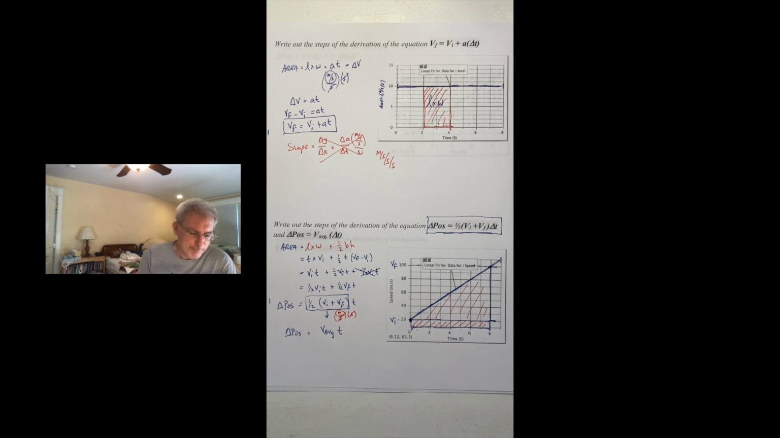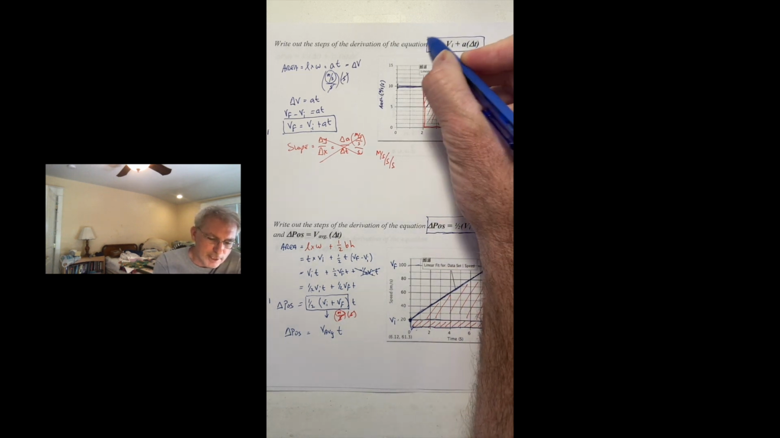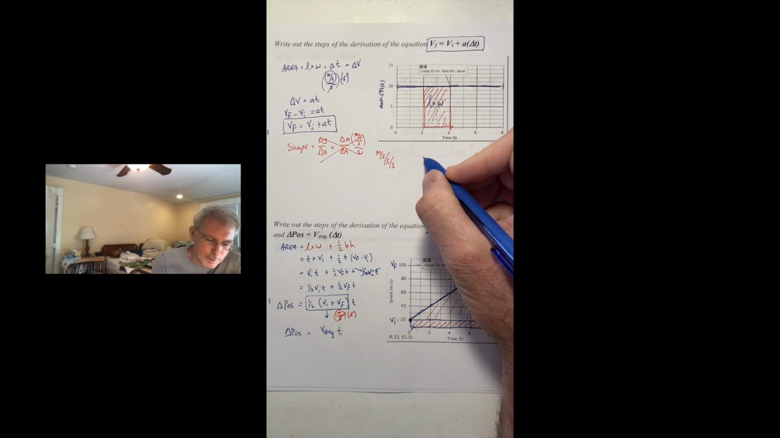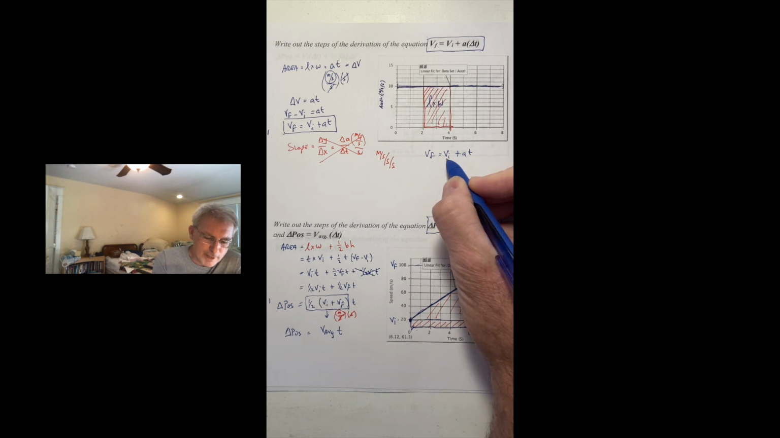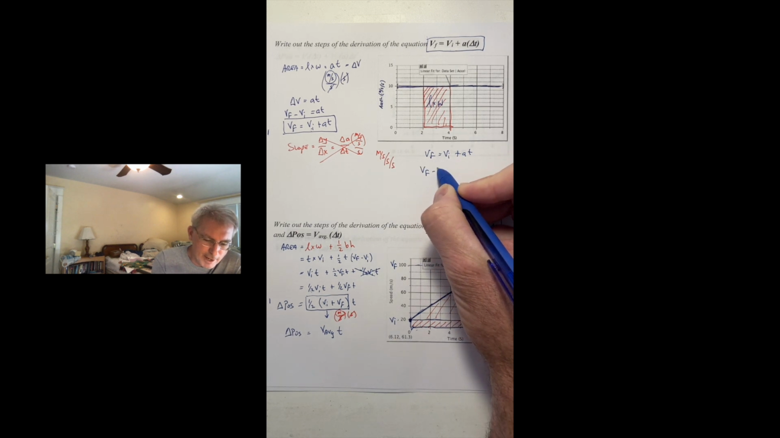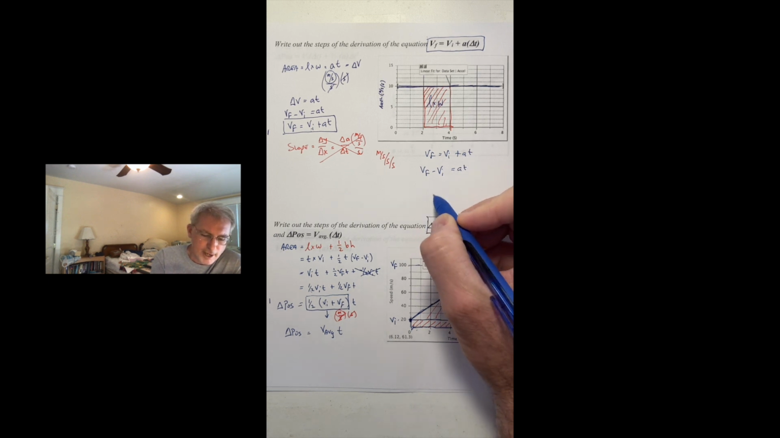Okay. Before we leave this page, I want to point out one more thing. If I rearrange this equation up here, so let's bring it back down. VF equals VI plus AT. Bring my VI to the other side. VF minus VI equals AT. This is going to be my change in speed divided by time is equal to an acceleration.